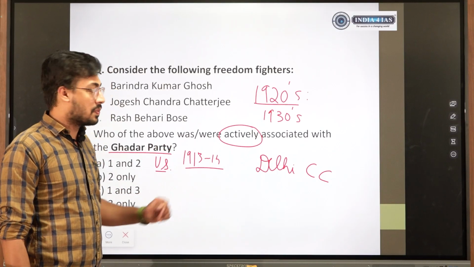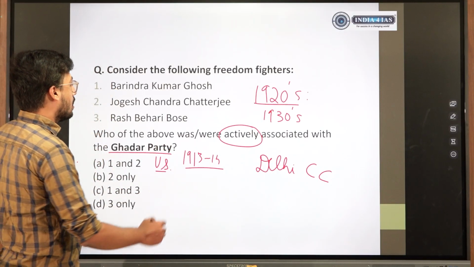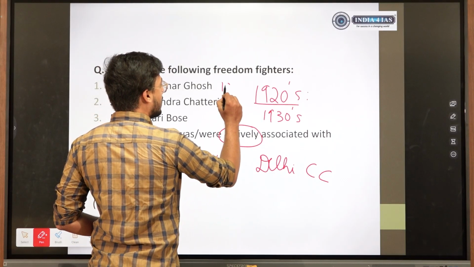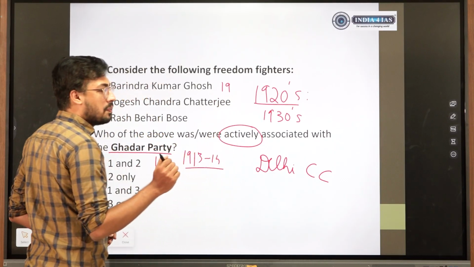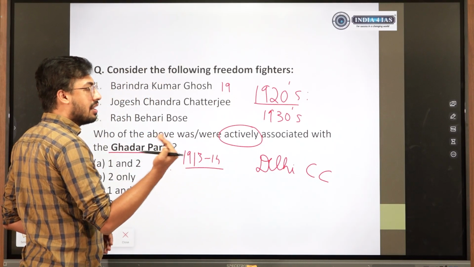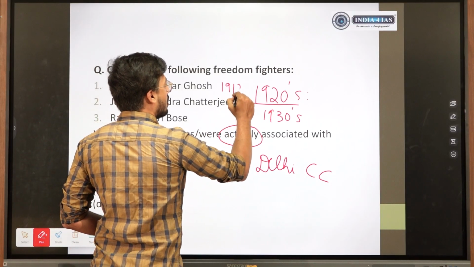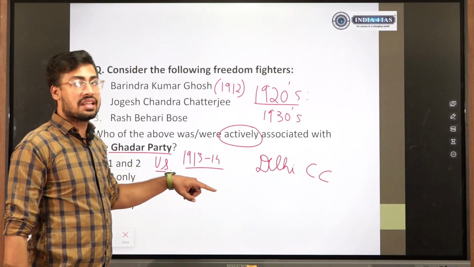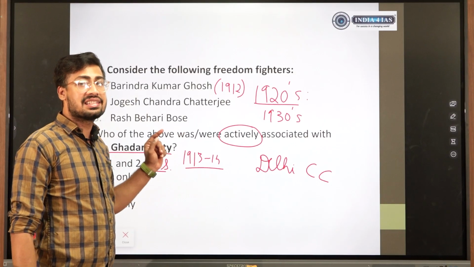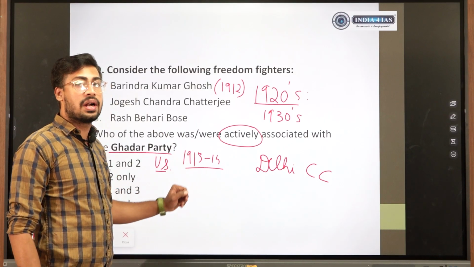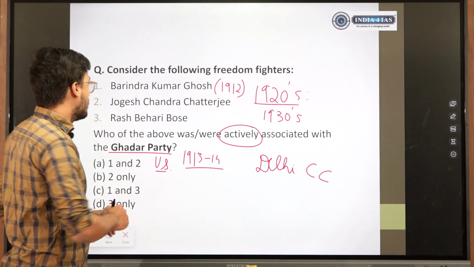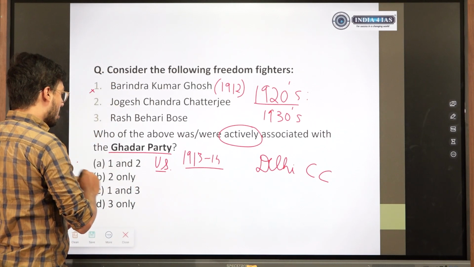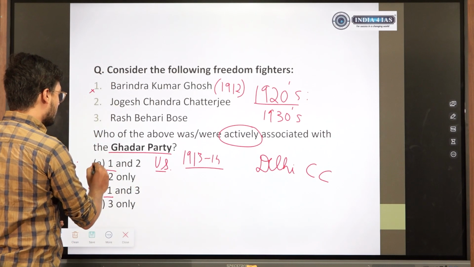jailed for that. So Barinda Kumar Ghosh and Delhi conspiracy, if you have a rough idea, 1910, 1912, 13 timeline is when it happened. So Barinda Kumar Ghosh was in the Delhi conspiracy case, he was arrested. So there is less chance that he would be involved in Gadar party, which came after he got arrested. So one is not the option.